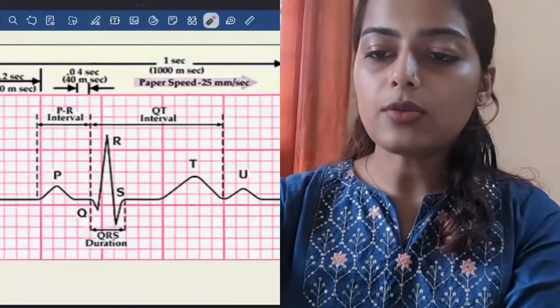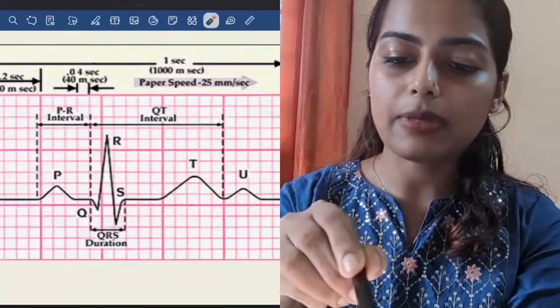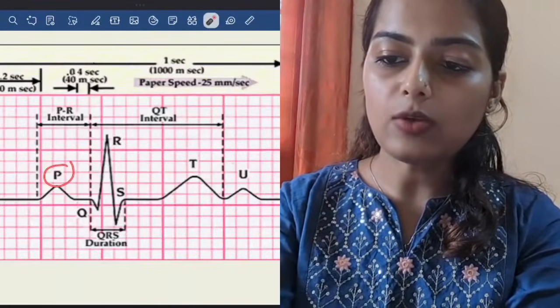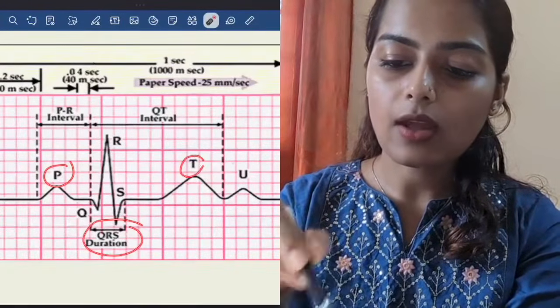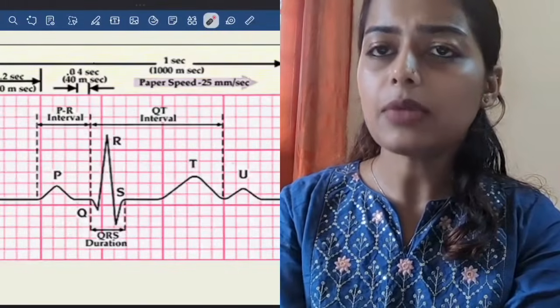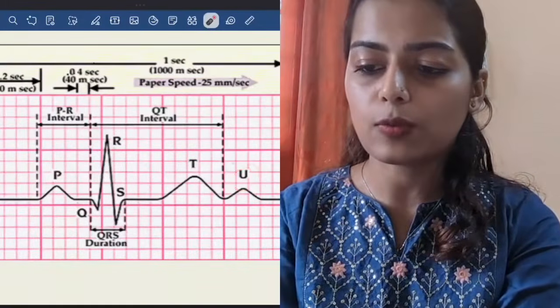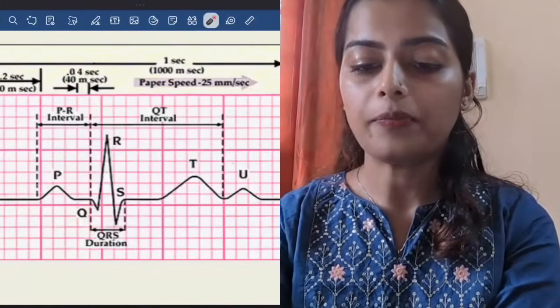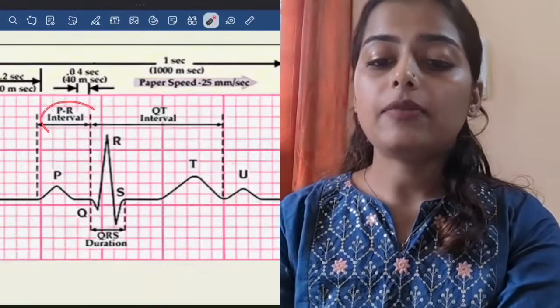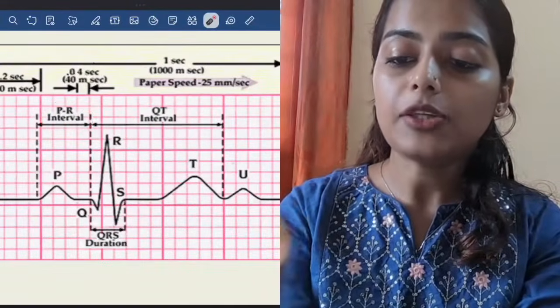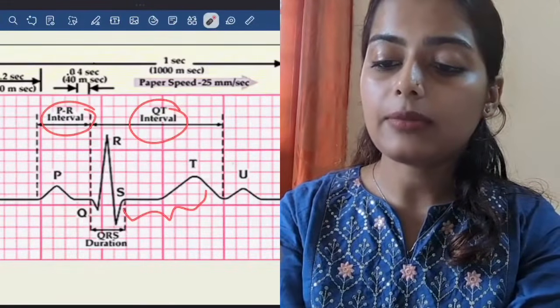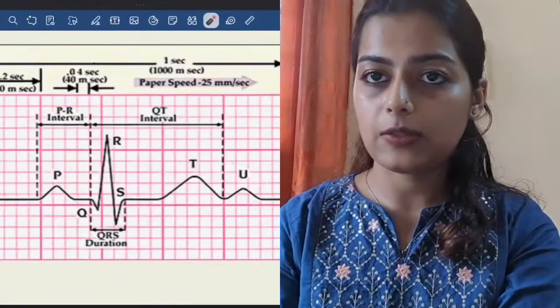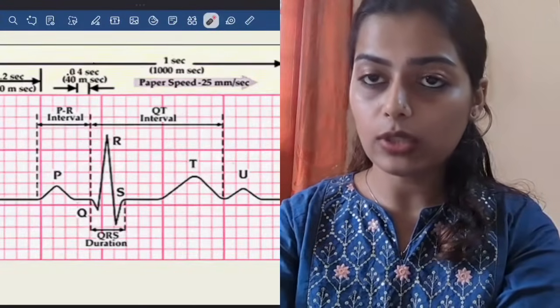So the first wave that you see in this ECG graph is the P wave. Then you have the QRS complex. Then you have the T wave. And sometimes, very rarely, you can see a U wave also. U wave can be seen in abnormal conditions also. Okay, we'll discuss that later on. And we can see two intervals also, PR interval and QT interval, and we have an important ST segment also in an ECG. So these are the basics that you need to know.